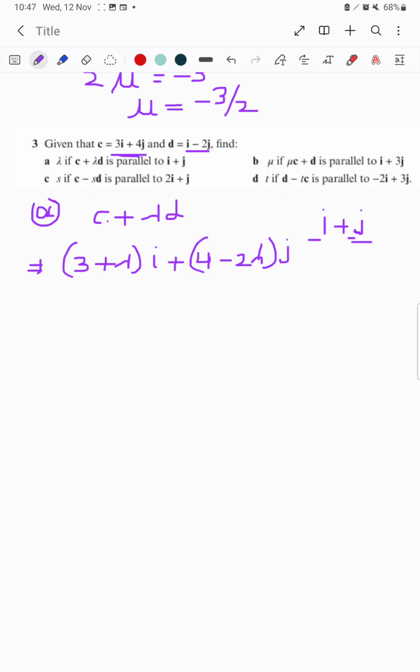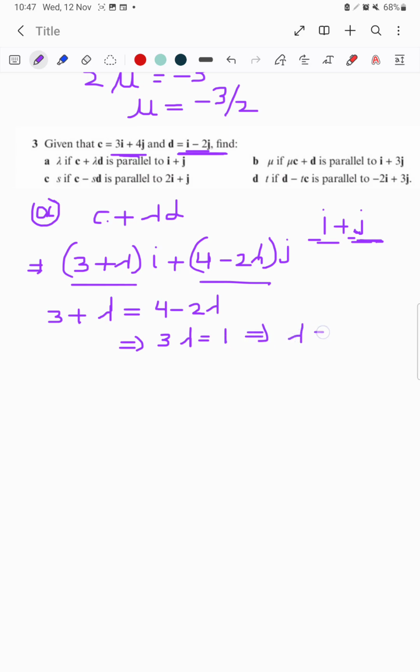Because it is c as it is, and then you will multiply d by lambda, and then you will add the i components and j components, and you will get this result. Now because it is parallel to i plus j, the i component is exactly equal to the j component. So I will say 3 plus lambda is equal to 4 minus 2 lambda, which gives me 3 lambda is equal to 4 take away 3, which is 1, and that means lambda is equal to 1/3.